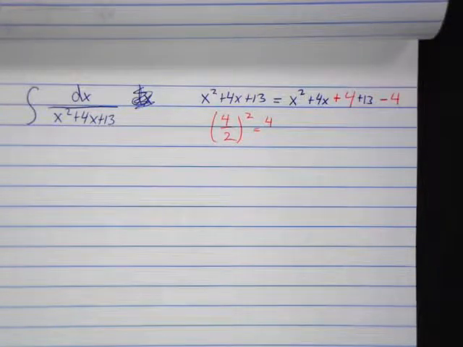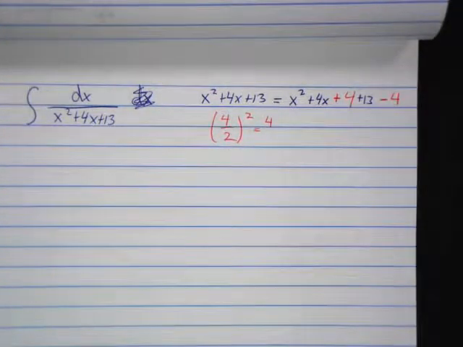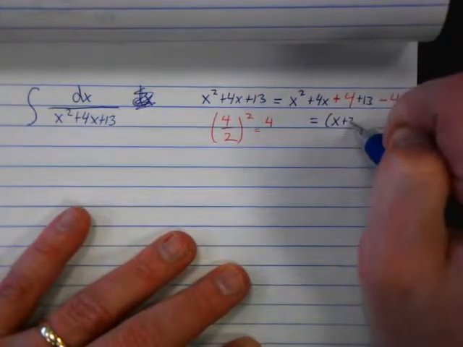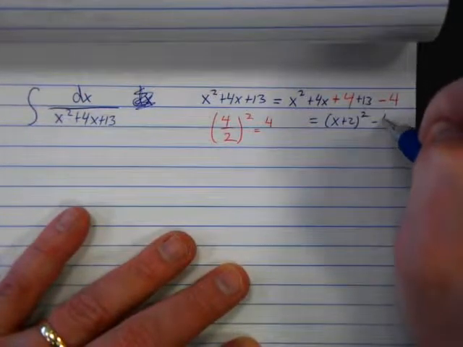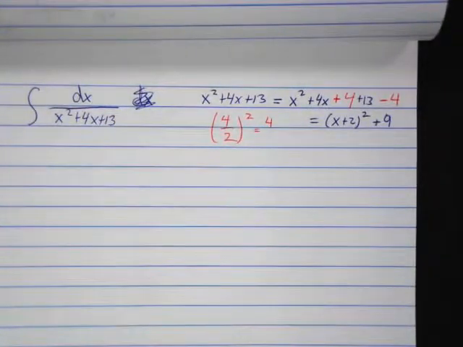How does that help? Why is this called completing the square? What can you tell me about x squared plus 4x plus 4? It factors in a very special way. It's x plus 2 times x plus 2, or even better, we write it as x plus 2 squared. And then we combine the other two numbers. 13 minus 4 is 9.